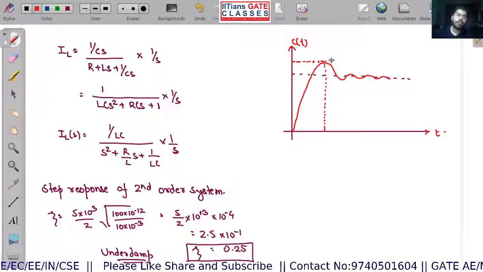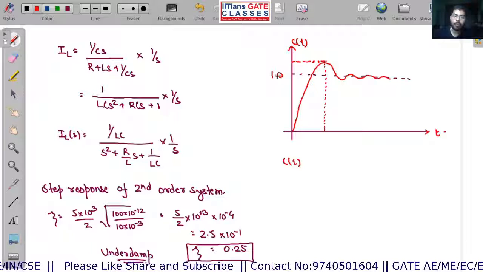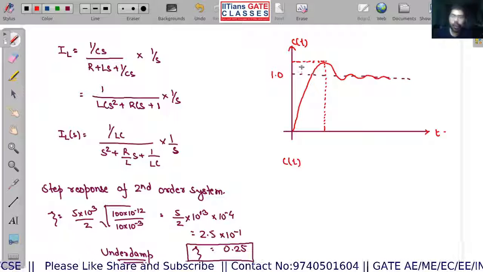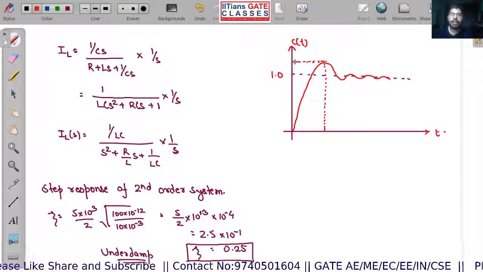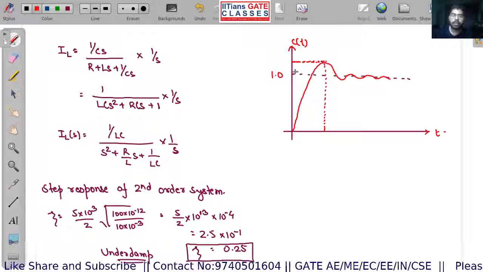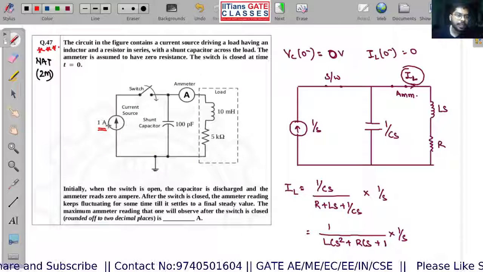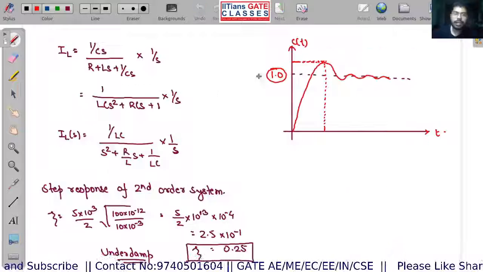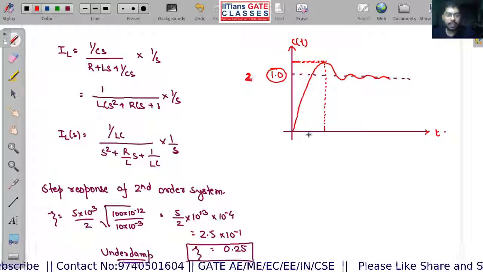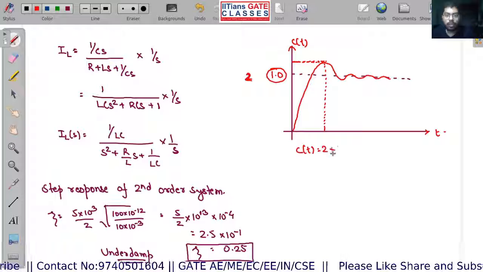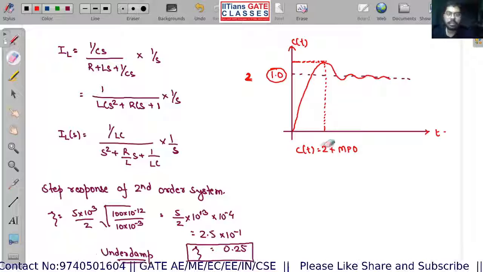If I want to find this, C of t is equal to, this is 1.0. Why? Because this is a unit step. Remember, for a unit step we have this. So here they have asked you this value. Why is this 1? Because here you can see the input applied is a unit step. If this was 2 here, then the value would have changed to 2, and C of t would be 2 plus the maximum peak overshoot. But here it is 1, so I am going to just replace it by 1.